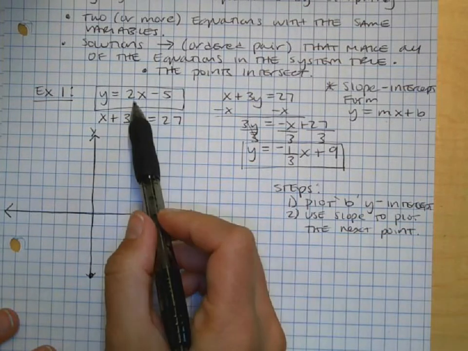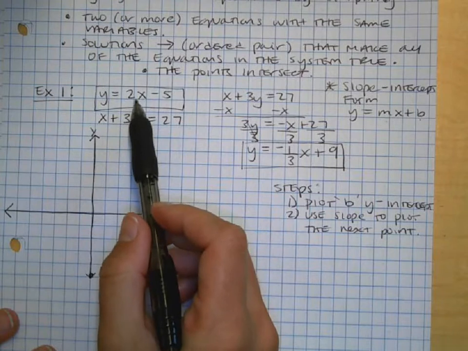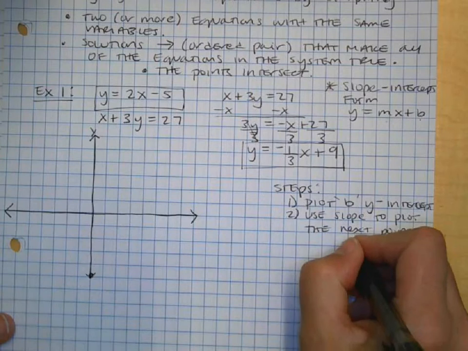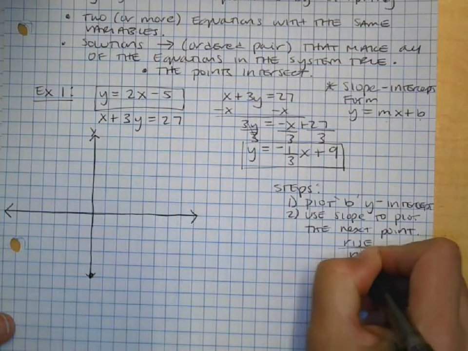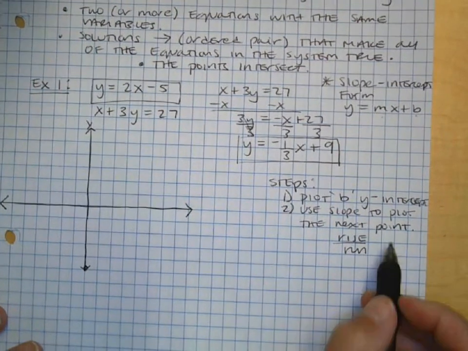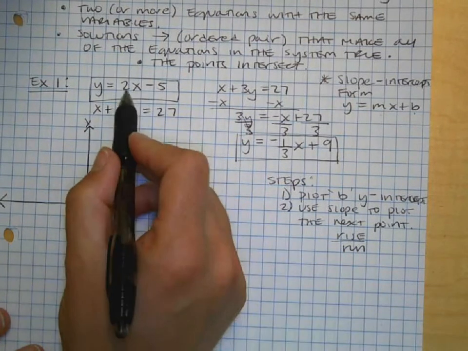Okay, so now we're going to use our slope. If this is not a fraction, it's just 2 over 1. We just put a 1 underneath it. So that means you do rise over run. So don't forget that. And then if it's not a fraction, you put it over 1. So rise over run, we have 2 over 1.